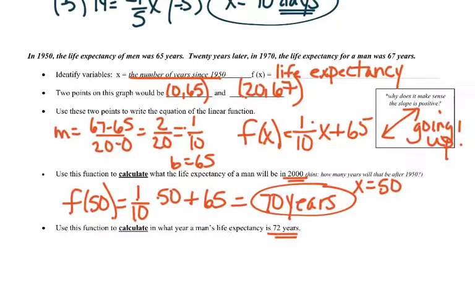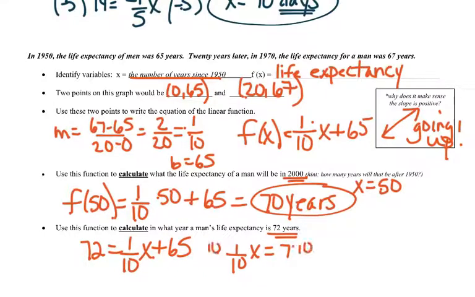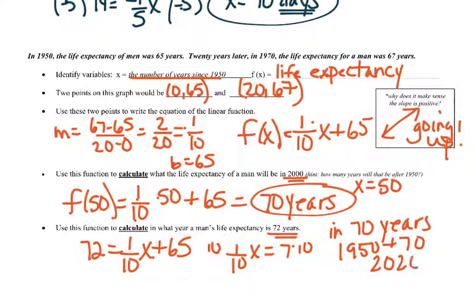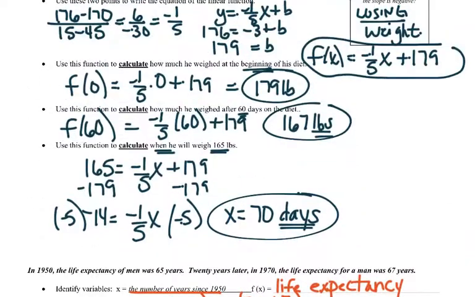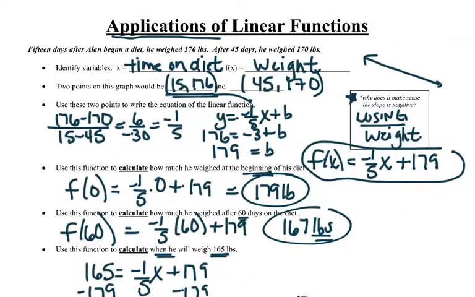When will the life expectancy be 72? So now you're plugging in for y: 72 equals 1/10 x plus 65. So if I subtract 65 from both sides, I get 7 equals 1/10 x, so x is 70. So this is in 70 years. What's 70 years from 1950? 2020, look at that, 2020. Story problems using linear functions.